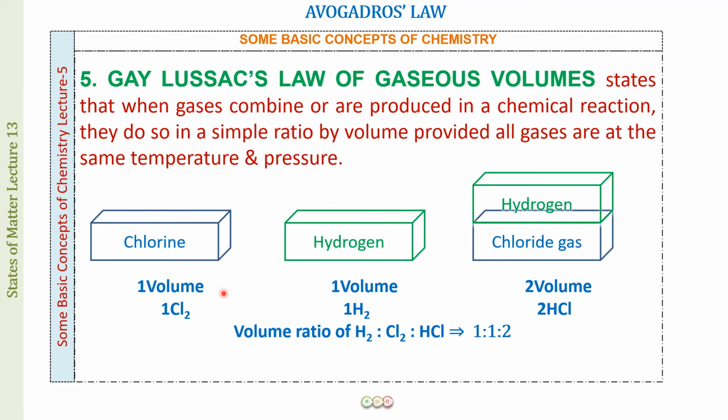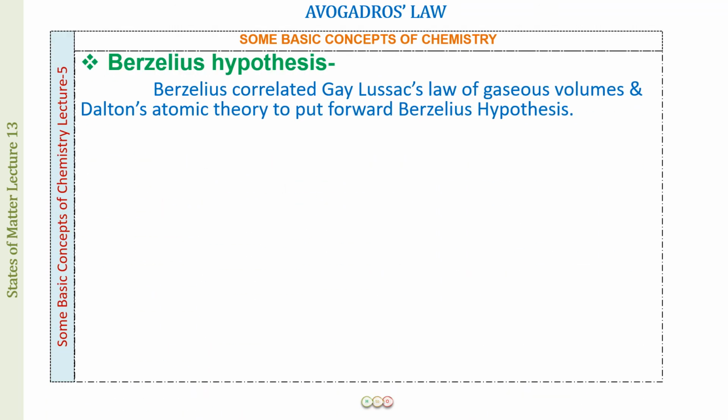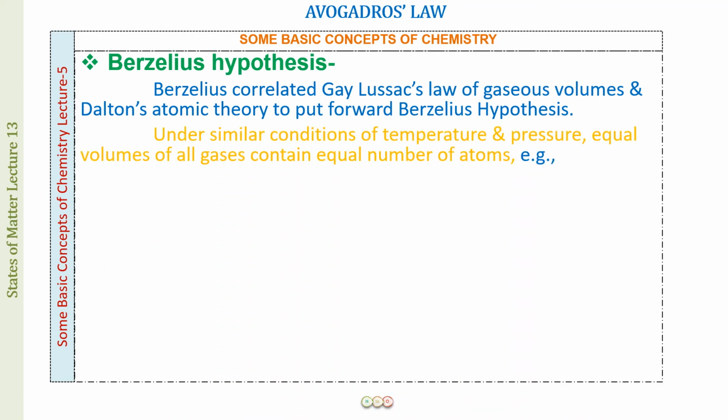Now the conclusions of this, as well as Dalton's atomic theory, were combined by a scientist known as Berzelius. So Berzelius gave his hypothesis by combining the Gay-Lussac law of gaseous volume and Dalton's atomic theory, and according to him, under similar conditions of temperature and pressure, equal volumes of all gases contain an equal number of atoms.